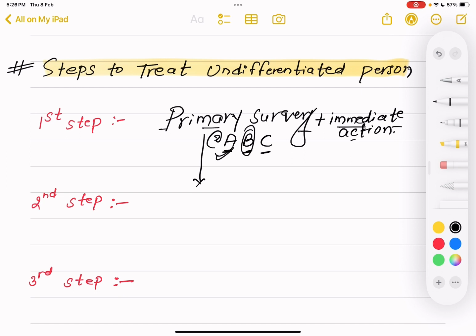Similarly, in the second step, we'll be talking about the initial differential diagnosis.